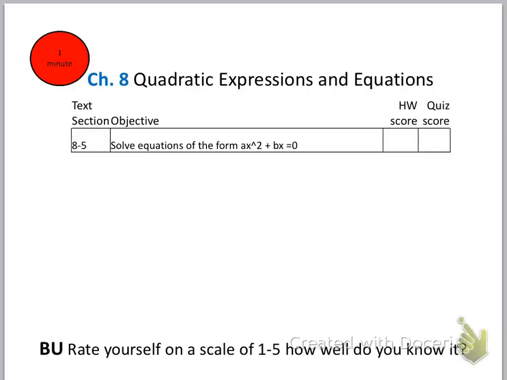Alright, ladies and gentlemen, we're going to look at the second part of Chapter 8, Section 5, where we're going to actually talk about solving equations. Now, you remember how to solve equations. We always do the opposite operations backwards through PEMDAS. And we're looking at equations that have an exponent of 2. So they're often going to be written in the form ax squared plus bx equals 0. Alright, so let's get started.